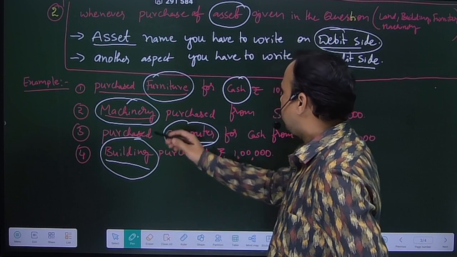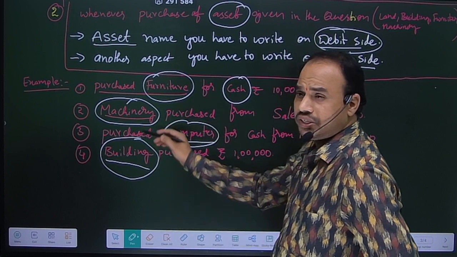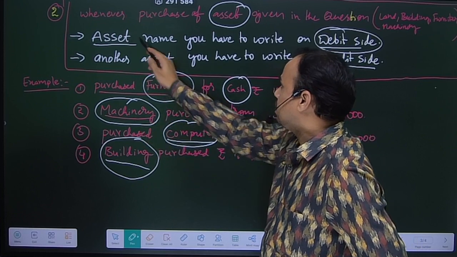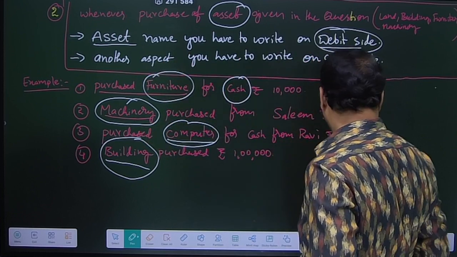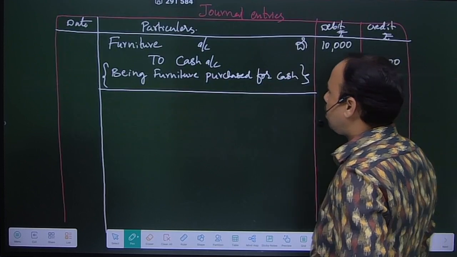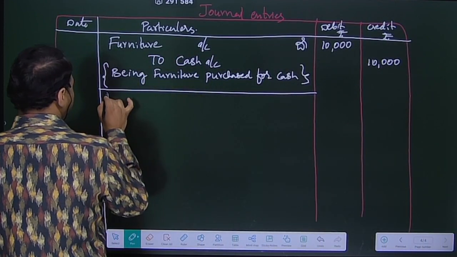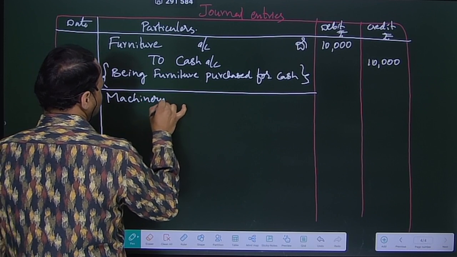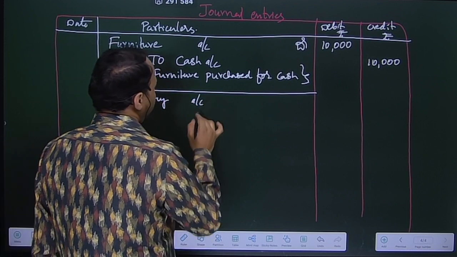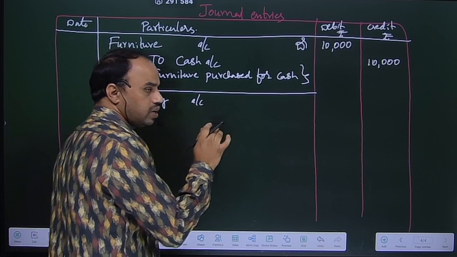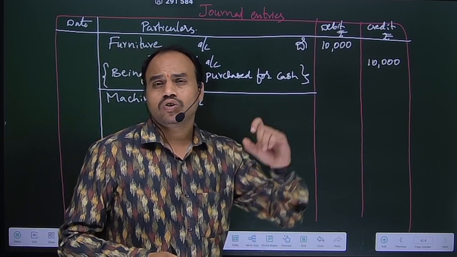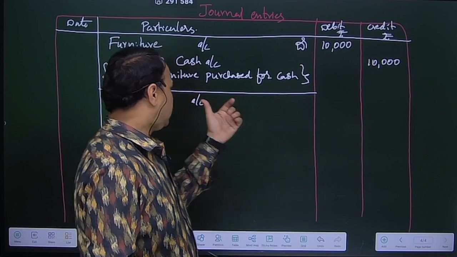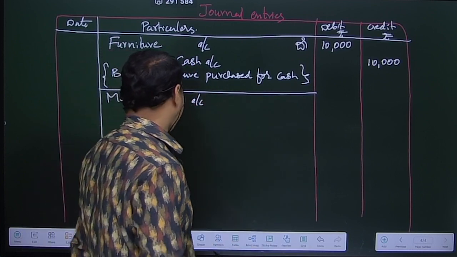Machinery purchased is given. What did we purchase? Machinery. Machinery is an asset. The asset name you have to write on the debit side. So we write the machinery name on the debit side: machinery account. Here A/c is the shortcut for account. The full spelling is ACCOUNT, but in shortcut we write A/c.